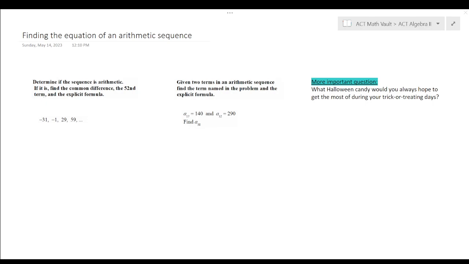And to make sure that we don't take ourselves too seriously, let's think about the fun question. What Halloween candy would you always hope to get the most of during your trick-or-treating days?